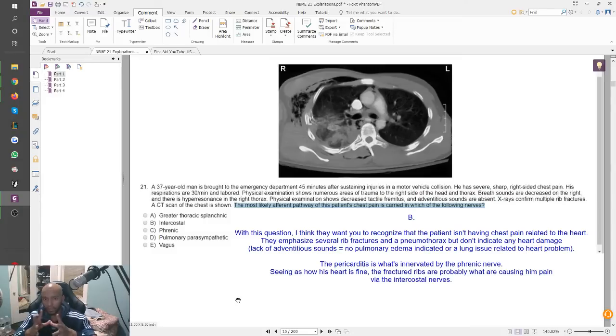So, again, pretty easy question. Not much to think about. Don't think too hard. This wasn't phrenic nerve because it wasn't related to the diaphragm or the heart. If it was related to one of those two things, you would pick phrenic and we'd be done, right? But it wasn't. It was just intercostal nerves because he has rib fractures, and that's why he's feeling pain.